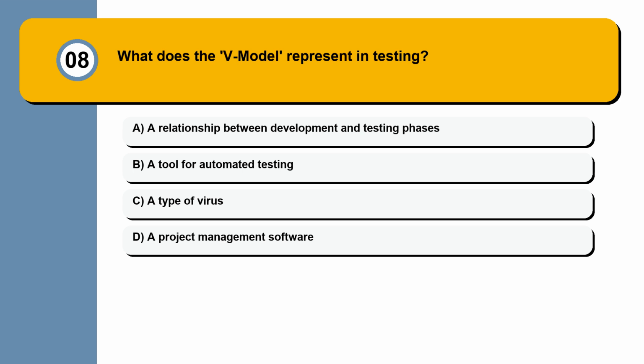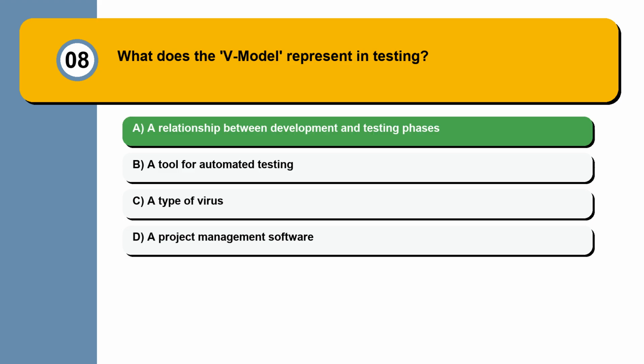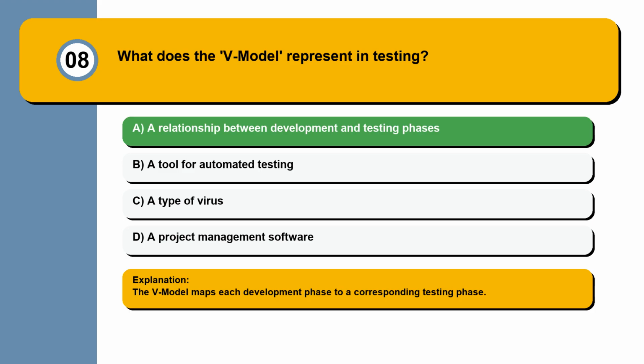Question 8. What does the V model represent in testing? A relationship between development and testing phases. A tool for automated testing. A type of virus. A project management software. The V model maps each development phase to a corresponding testing phase.